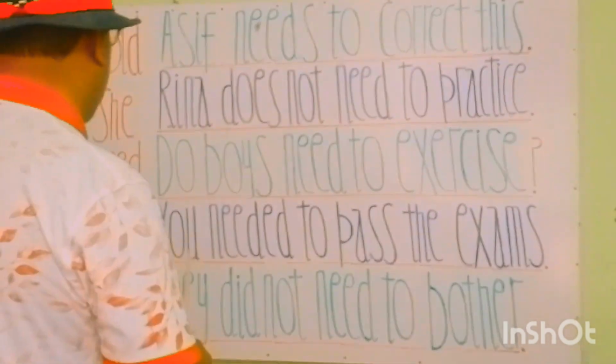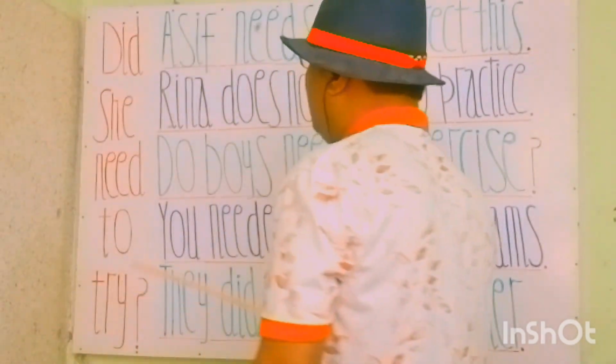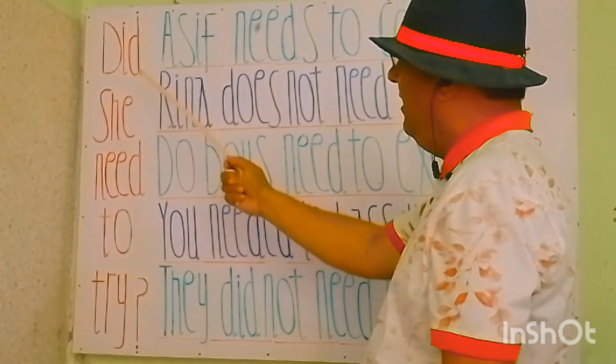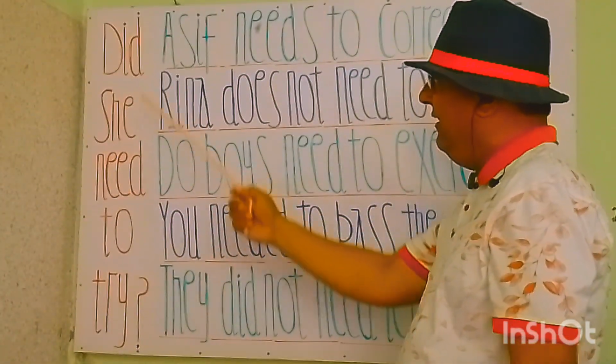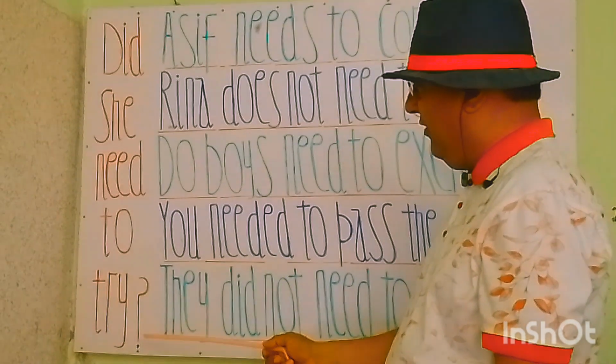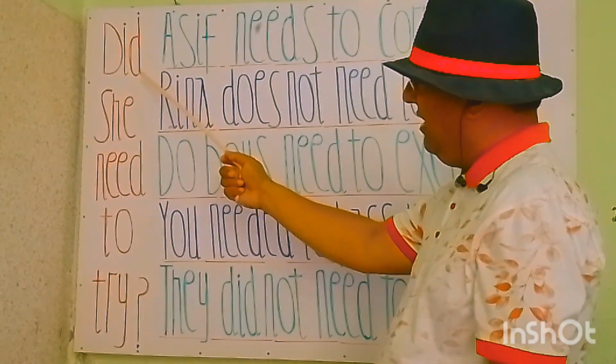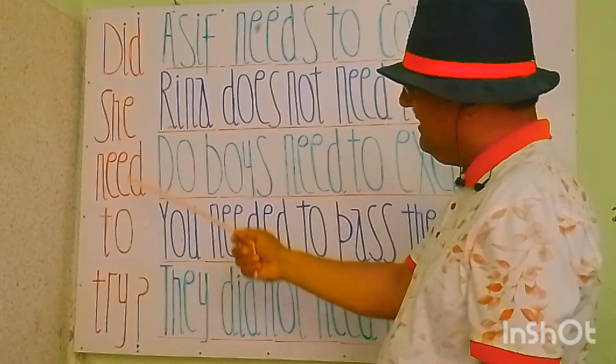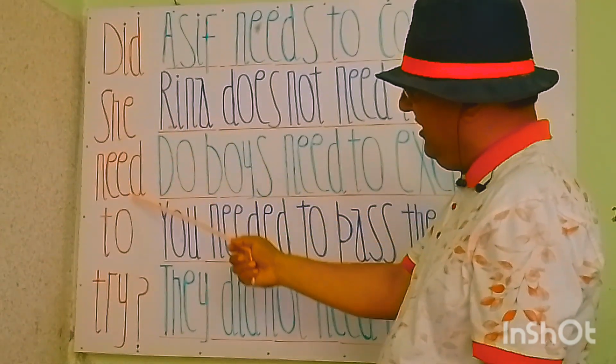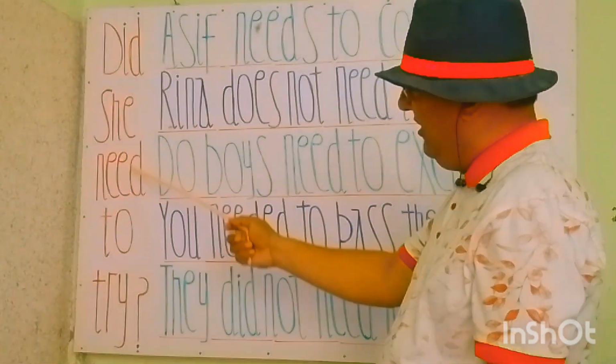So let's see the next phrase. You see, my students, next statement is, did she need to try? Interrogative sentence in the past tense. Did she need to try?